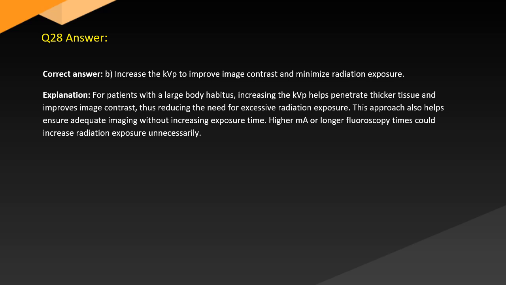Answer. Correct answer: B. Increase the kVp to improve image contrast and minimize radiation exposure. Explanation. For patients with a large body habitus, increasing the kVp helps penetrate thicker tissue and improves image contrast, thus reducing the need for excessive radiation exposure. This approach also helps ensure adequate imaging without increasing exposure time. Higher mA or longer fluoroscopy times could increase radiation exposure unnecessarily.